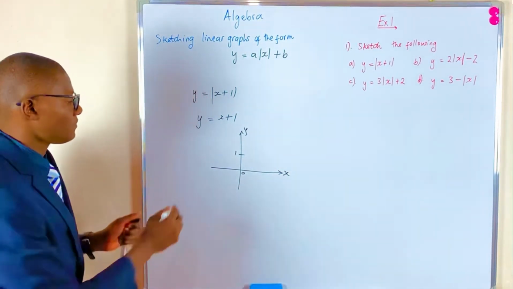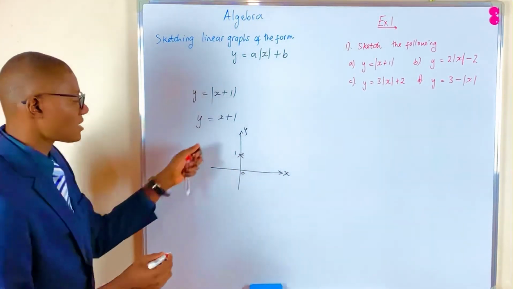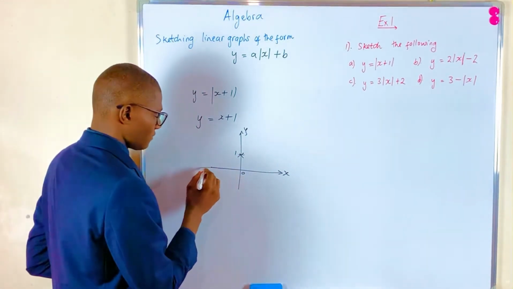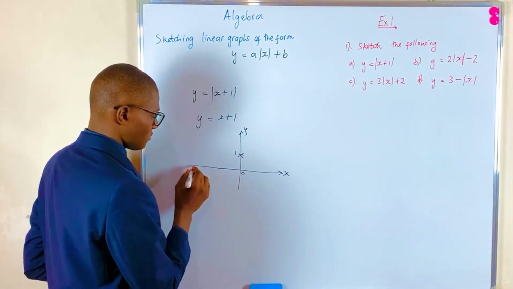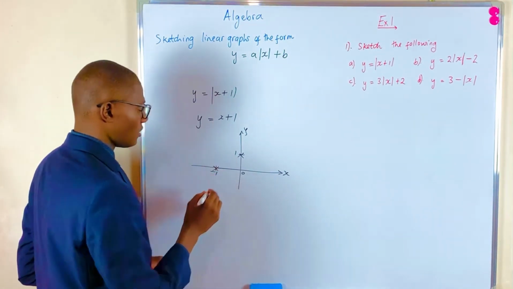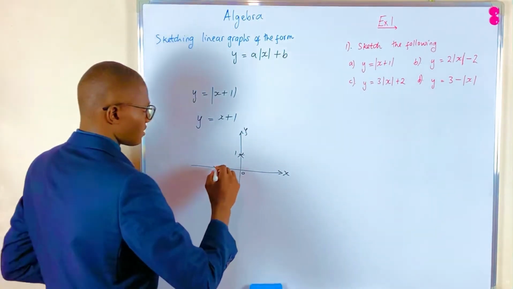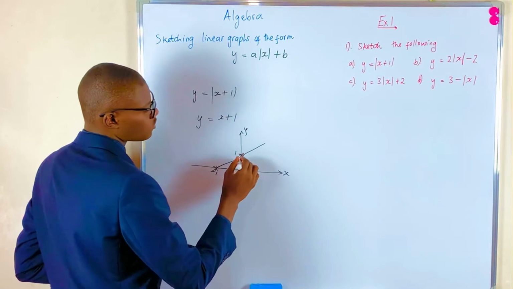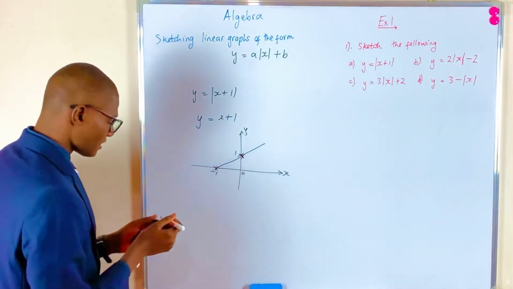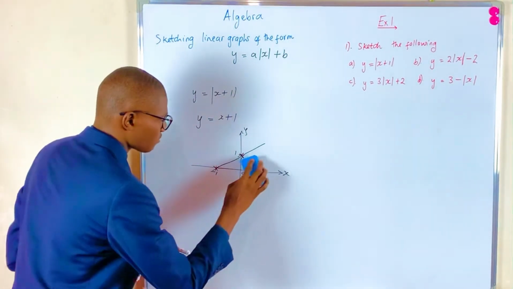And when y is equal to 0, x is equal to minus 1, so you've got minus 1 here, like this. Such that the sketch will be like this. And of course, knowing that we need to reflect the part below the axis, we need to put this properly here.